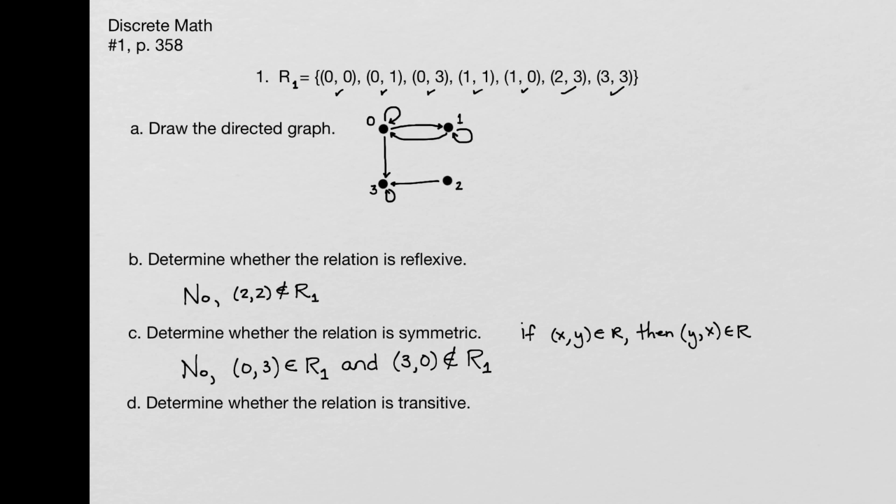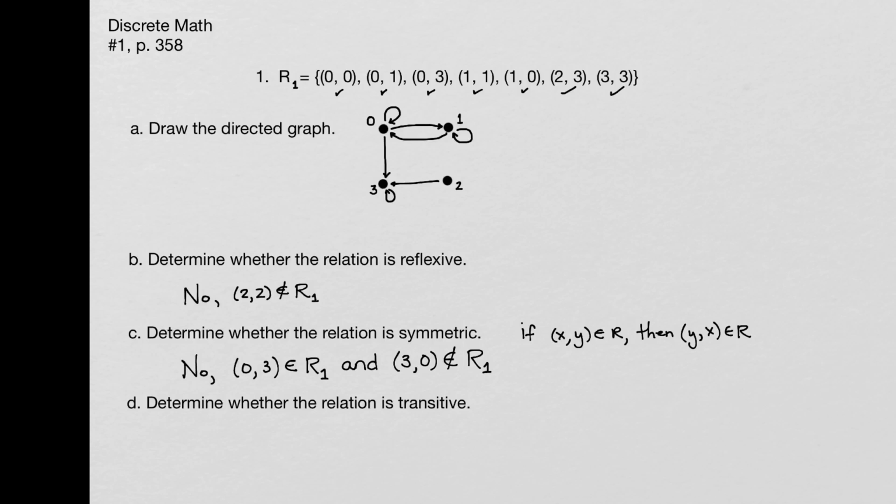And this is a conditional statement. So how do we show that a conditional statement is false? We use an and statement. So this was if P, then Q, and we're going to say P and not Q. And so that's the contradiction of our conditional statement. And finally, determine whether the relation is transitive.